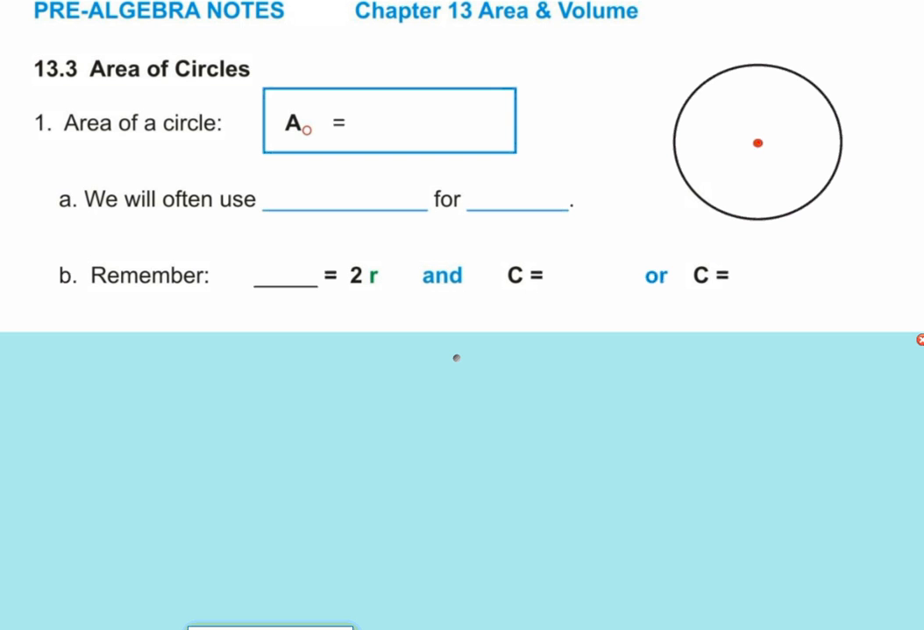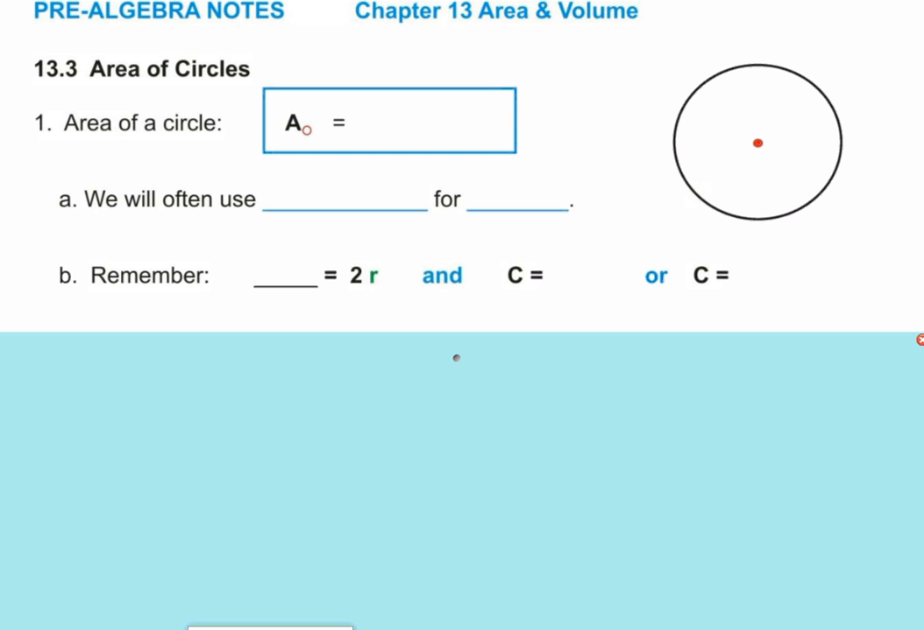Then we got to area of a trapezoid. Area of a trapezoid, 1/2 times the quantity base 1 plus base 2 times the height. Remember, the parallel sides are always base 1 and base 2, and the height is always the perpendicular distance between those parallel sides. So you got to know all those formulas, keep track of them, review them as often as you can, and they'll serve you well.